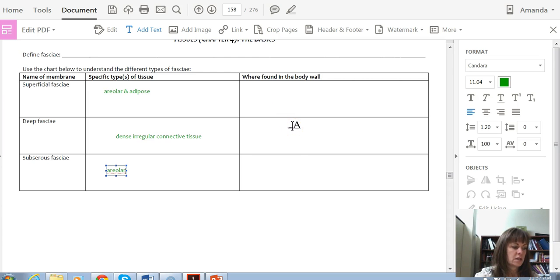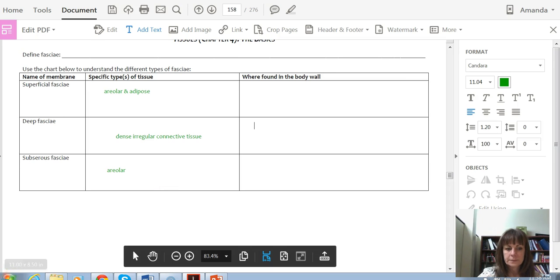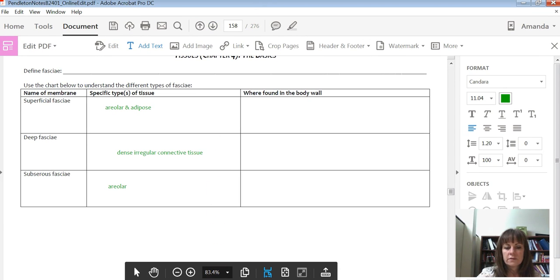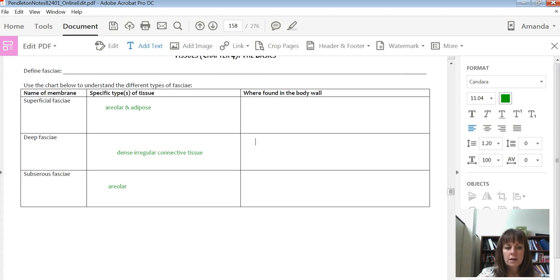The deep fascia is located surrounding muscles. It turns out that the deep fascia is continuous with a lot of other connective tissue structures that you might find near the muscles. And the subserous fascia is right superficial to the serous membrane. And so those are the different types of membranes and fascia that you will find in the body.